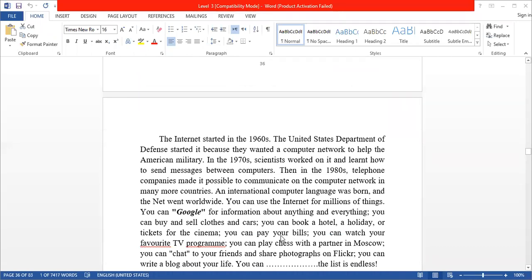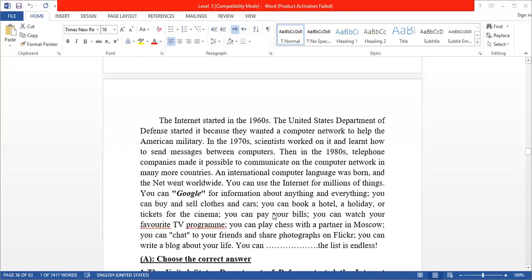And we said that you can use the internet for millions of things, such as you can Google for information about anything and everything, and you can buy and sell clothes, cars, etc. You can book a hotel, a holiday, or tickets for the cinema. Also, you can pay your bills. You can watch your favorite TV programs. You can play chess with a partner in Moscow. You can chat with your friends and share photographs on Flickr. You can write a blog about yourself. And we said that the list is endless.